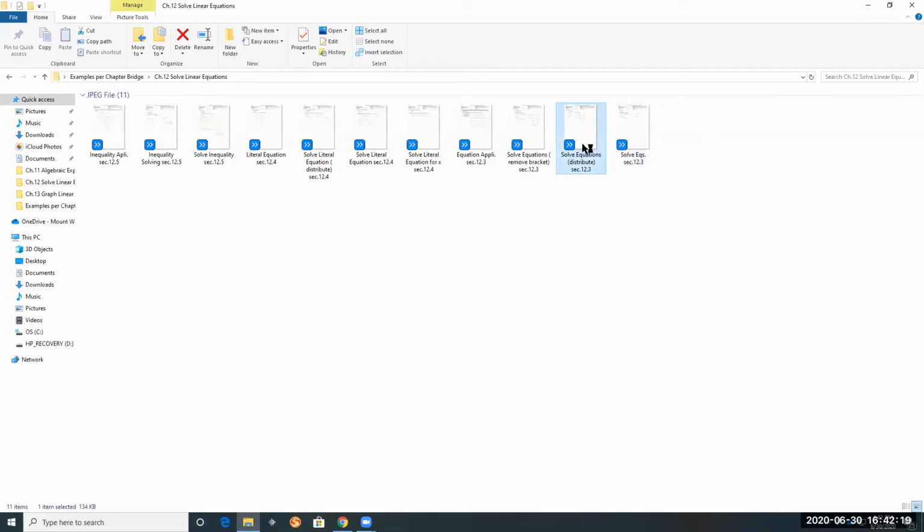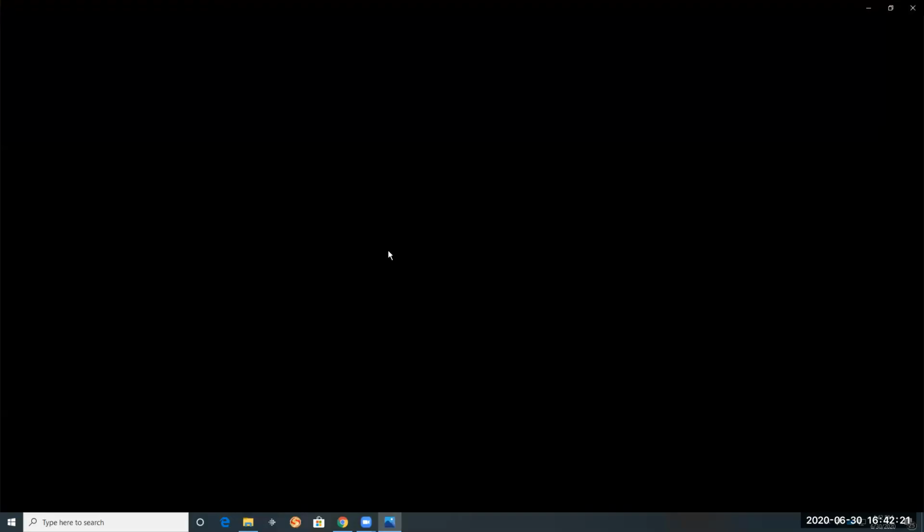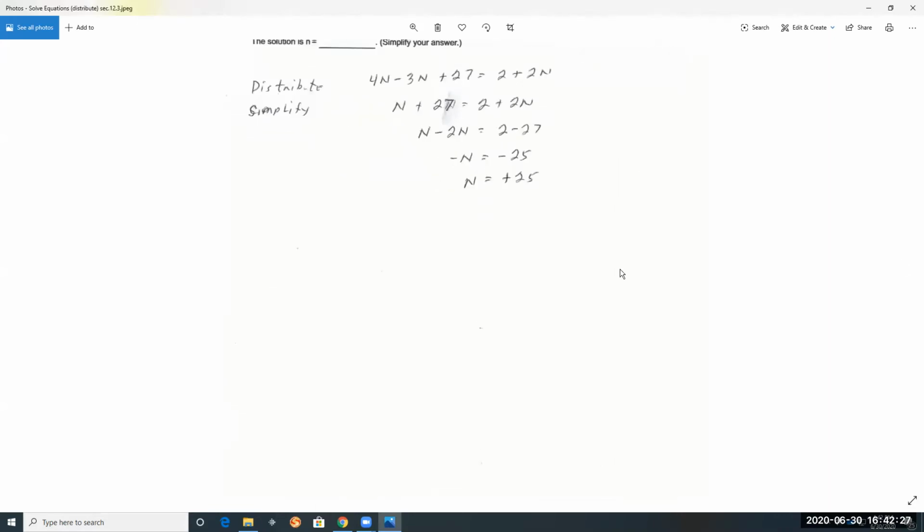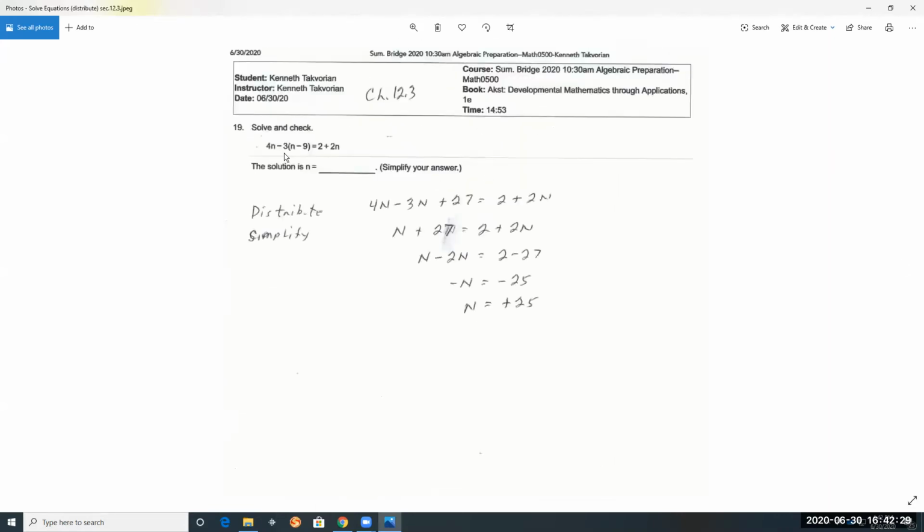The next problem is going to involve distribution. Okay, we see that we have a distribution here. So it's 4n minus 3n plus 27. Watch that distribution. Equals 2 plus 2n. Simplify on the left-hand side. 4n take away 3n is n. Plus 27 is 2 plus 2n.